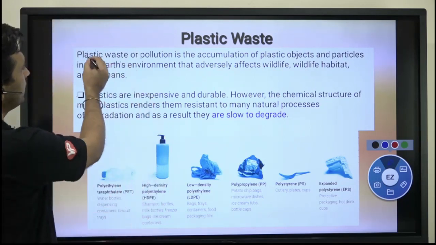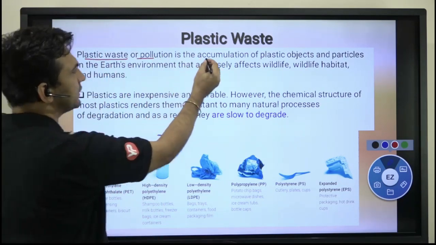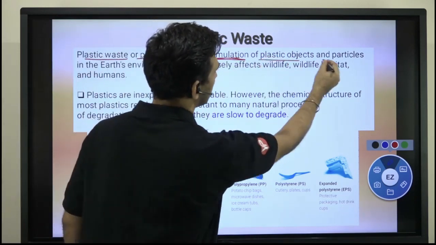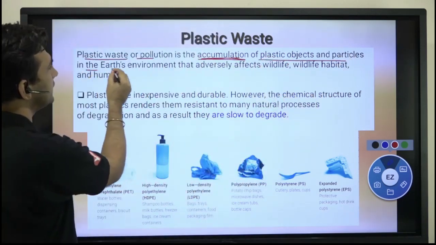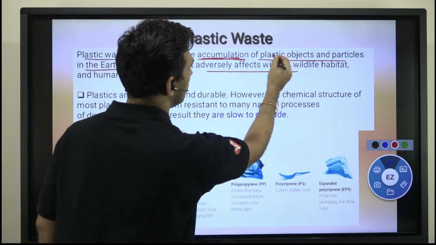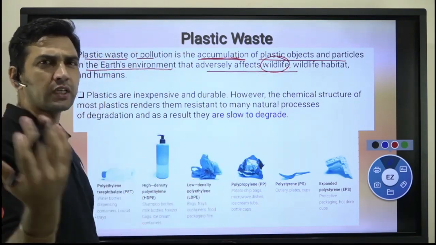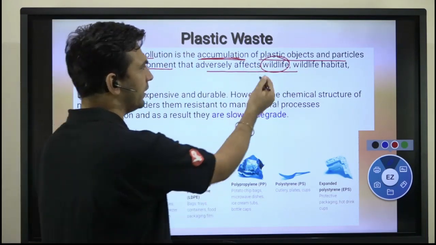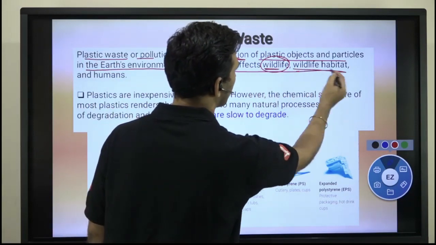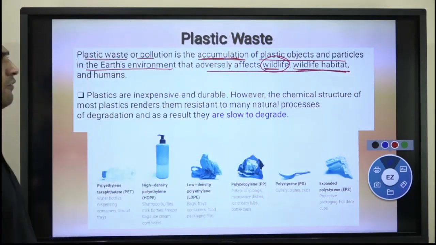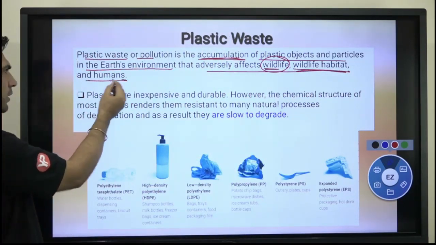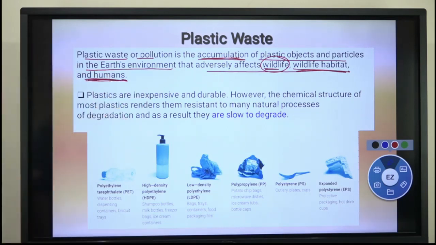So if we say plastic waste or pollution, it means accumulation, adding of plastic objects and particles in the Earth's environment that adversely affect wildlife, and all those things which are surrounding in that particular environment. The area in which wildlife is living, we call it wildlife habitat, and humans, right? So if it is adversely harmful to all those things, then we say it is plastic pollution or plastic waste.